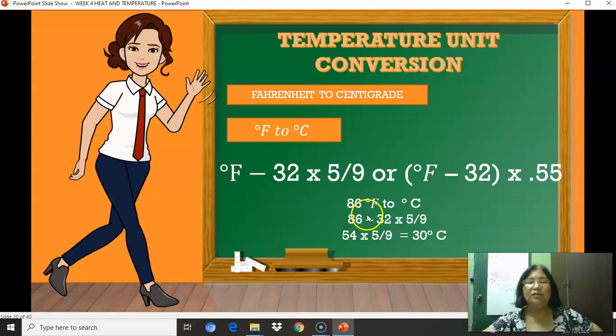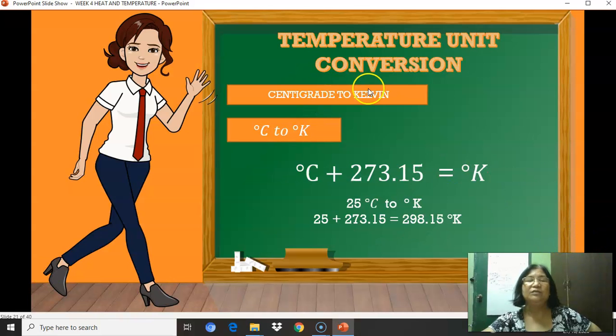So, example, 86 degrees Fahrenheit, convert to centigrade or Celsius. So, given Fahrenheit is 86, so 86 minus 32 times 5 divided by 9. The answer is 30 degrees Celsius or centigrade. Or 86 minus 32, whatever is the difference, times 0.55, that is your given centigrade.